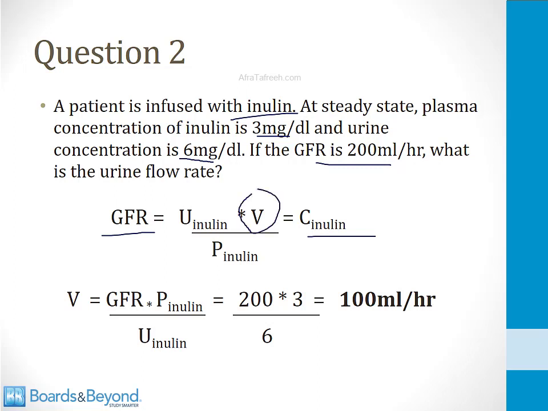So we just plug in the numbers here. We solve for V, it's equal to GFR times the plasma inulin concentration divided by the urinary inulin concentration. If we plug in the numbers, that's 200 times 3 over 6. Therefore, the volume flow rate of urine must be 100 milliliters per hour.